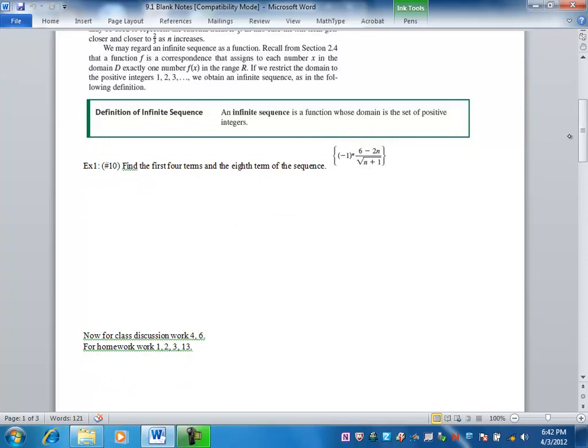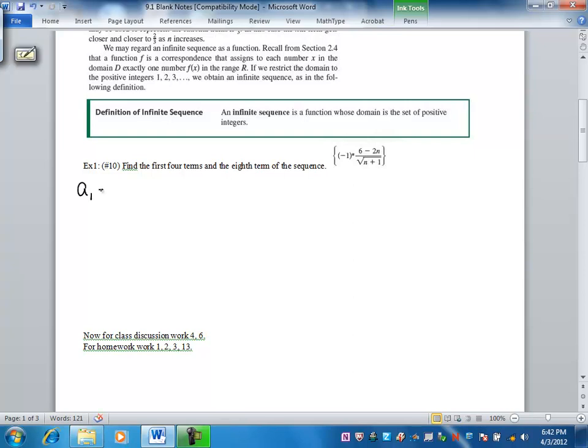The first definition here: an infinite sequence is a function whose domain is the set of positive integers. And you say, well, what's up with that? Now, we've got a sequence here that's defined as -1 to the n times 6 minus 2n over the square root of n plus 1. So here's the way this works.